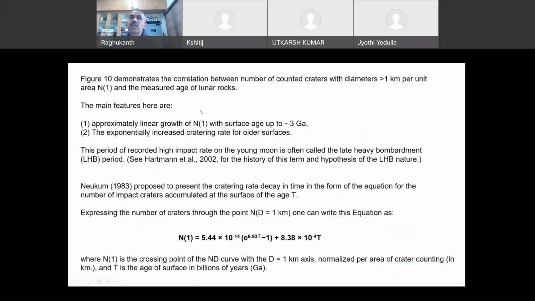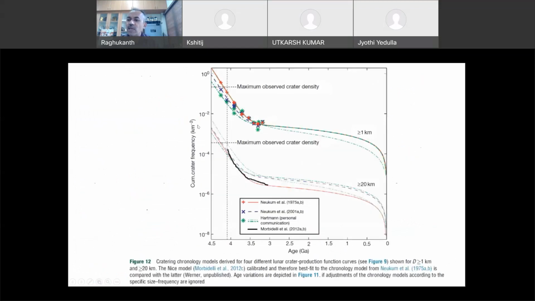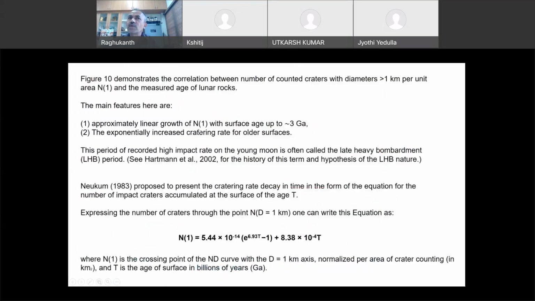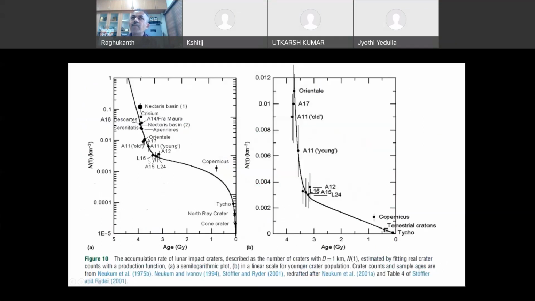What he says is approximately linear growth, if you see the same graph, one graph here. It says approximately linear growth with surface age up to 3 billion years itself. Then exponentially increased cratering rate for the older surfaces. So that figure shows this. And this period of recorded high impact rates on the young moon is often called the late heavy bombardment period itself. So you can see here where the bombardment is very high.